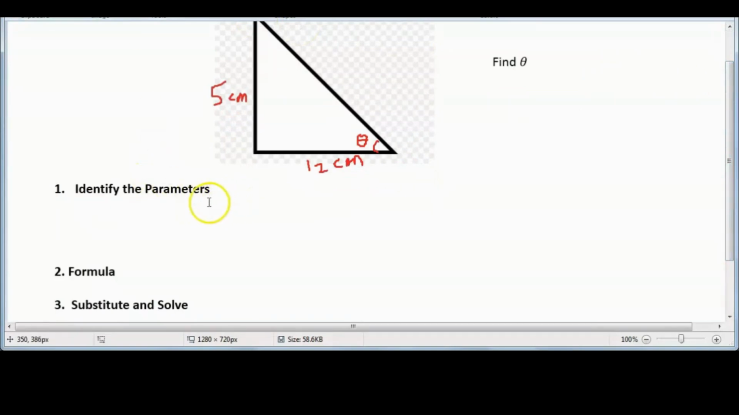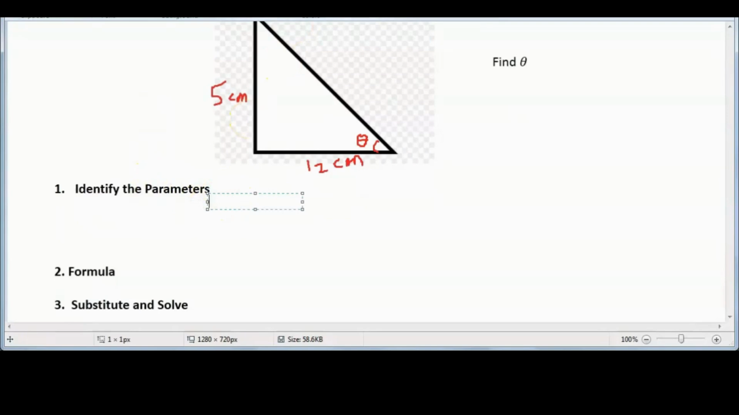We'll have opposite is 5 centimeter. It is the side facing the angle theta. Then we might also have adjacent is 12 centimeter. This is the side next to the angle theta.